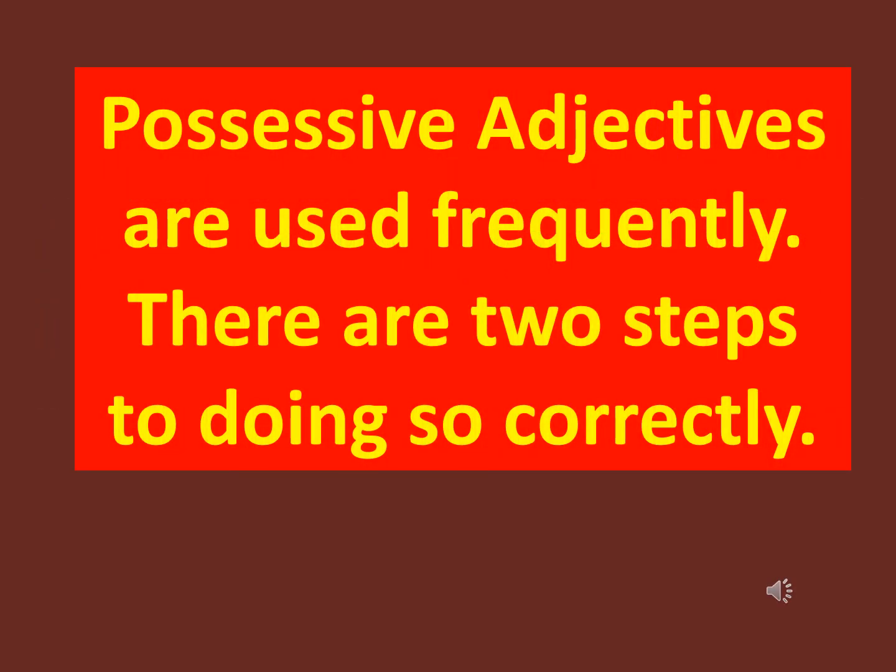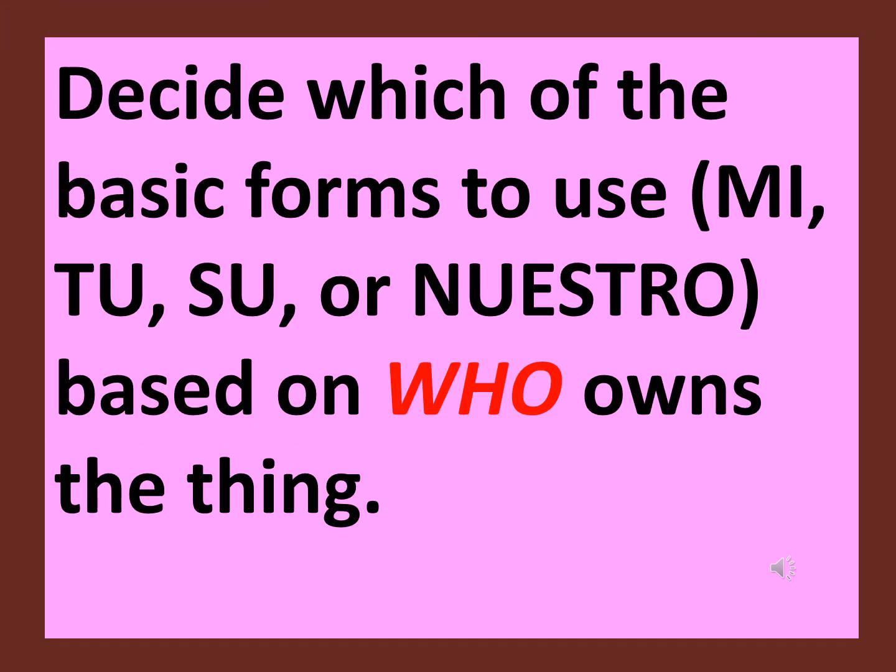We use possessive adjectives both in English and in Spanish every time you want to indicate something belongs to someone. And there are two steps that we in Spanish need to consider so that we get these right. The first step is to determine who owns the thing and then choose the basic form, mi, tu, su, or nuestro, determined by who owns it.